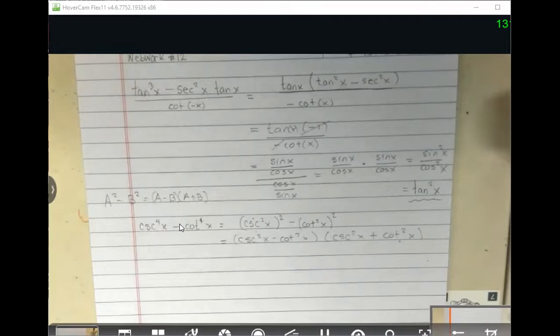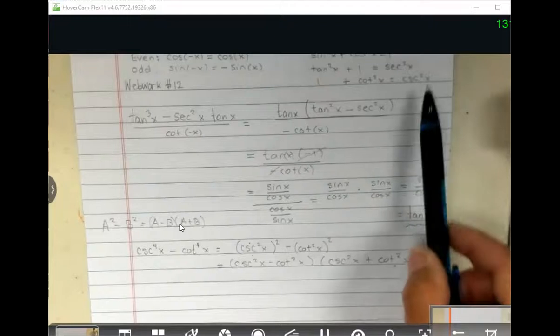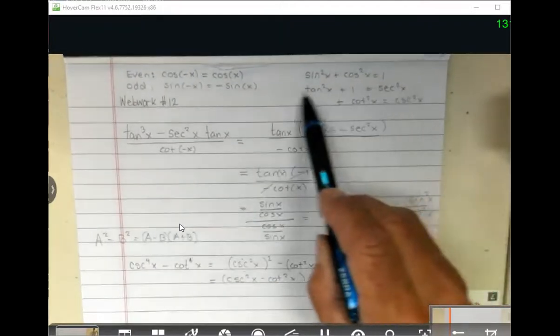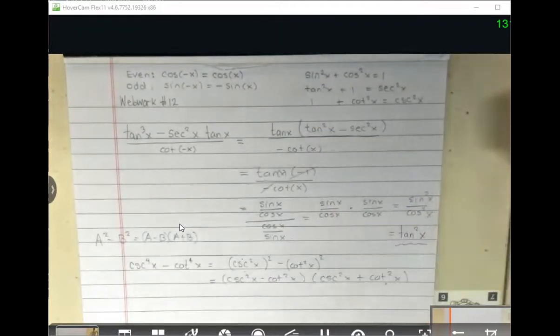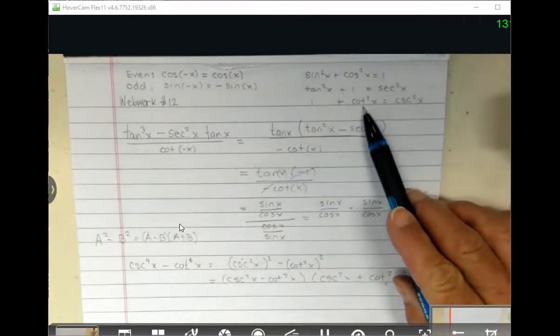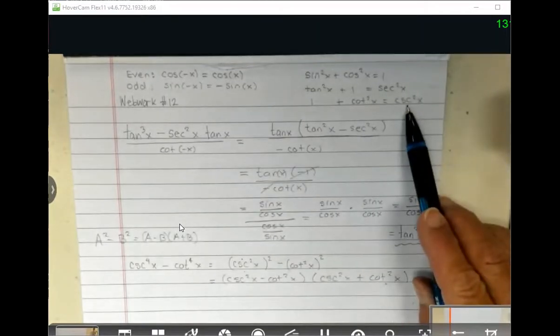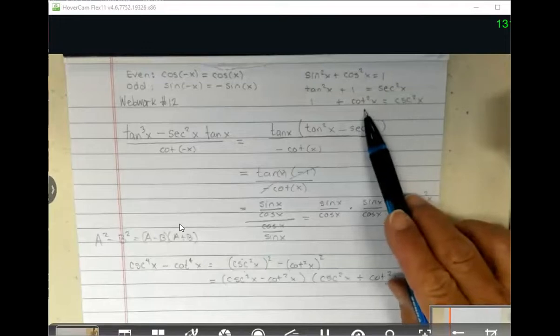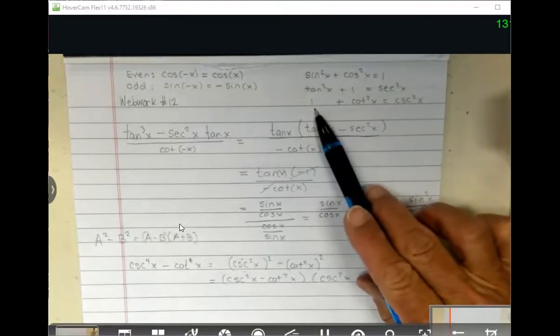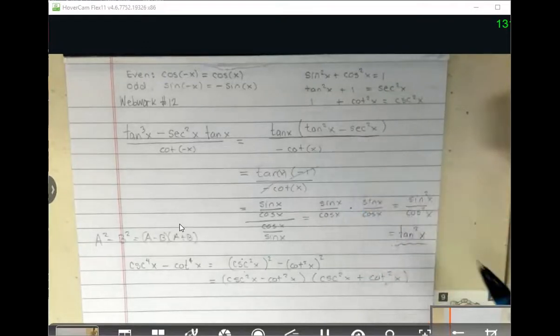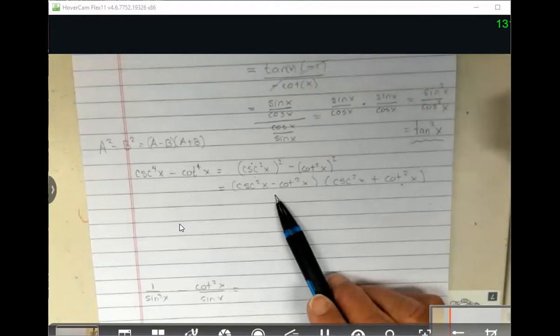Now I'm going to look up and check out the trig identity that involves cosecants and cotangents, this one here. If I subtract cotangent squared from both sides, it tells me that cosecant squared minus cotangent squared is equal to 1. Cosecant squared minus cotangent squared is equal to 1.